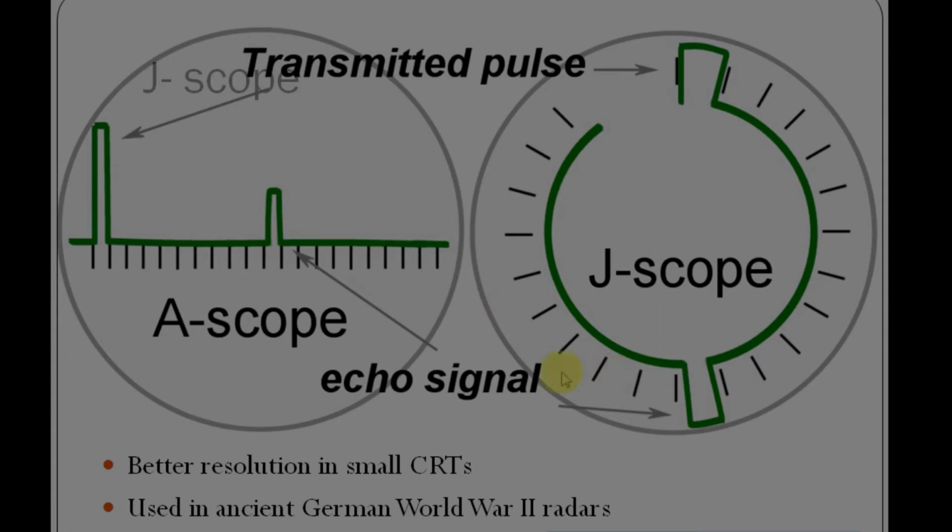One more step is when they modified it, called the J scope. The J scope is mostly utilized in submarines, where you are getting the pulses, and along with that you are also getting the angle and bearing information. Here there is no bearing information, there there is bearing information. So the J scope is one step ahead of the A scope. But both are CRT operated and were popular in World War II.